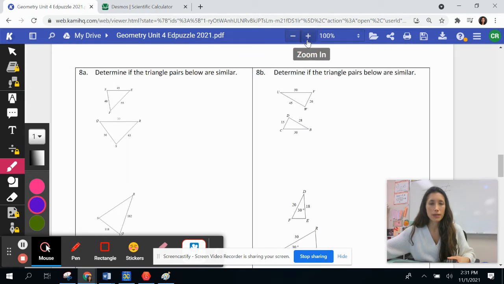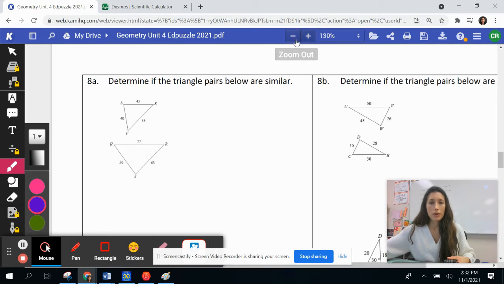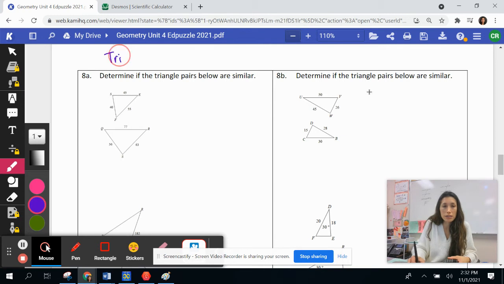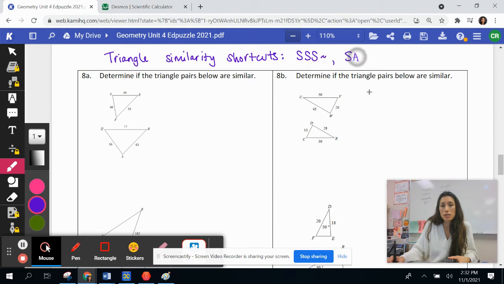All right, I'm going to zoom back in a little bit here. Okay, now we are trying to determine if these triangles are similar. Remember our triangle similarity shortcuts. Remember, there are 3 ways to prove triangles are similar. They have 3 sets of sides that are proportional. They have 2 sets of sides with an angle in the middle between them that are equal, or 2 angles are congruent in the triangles.